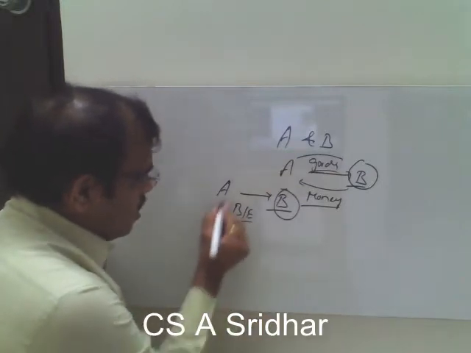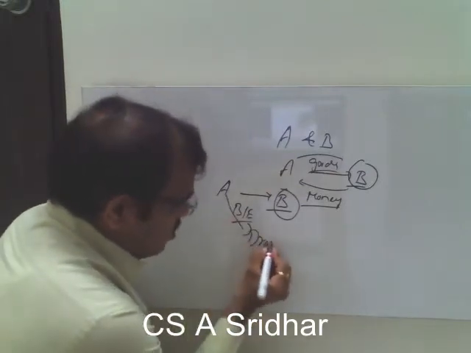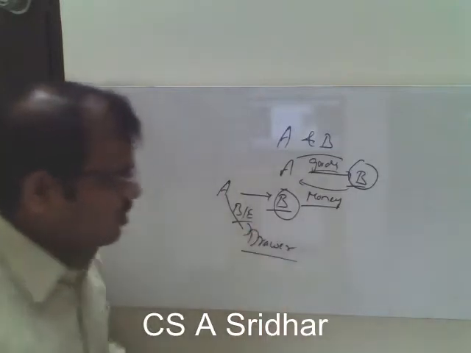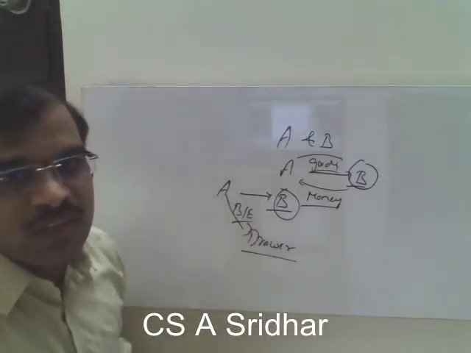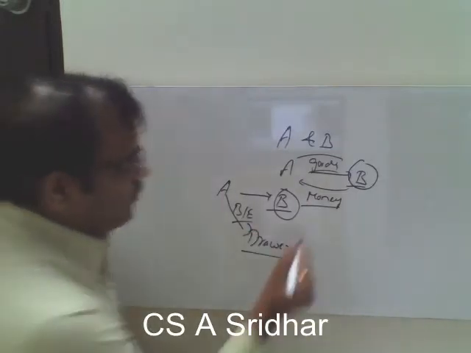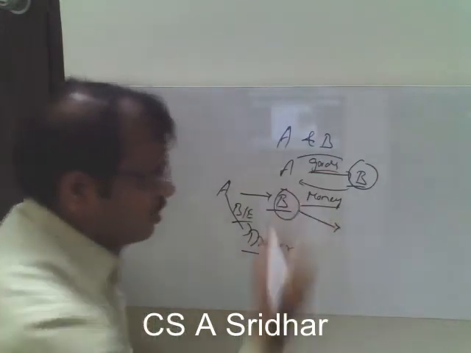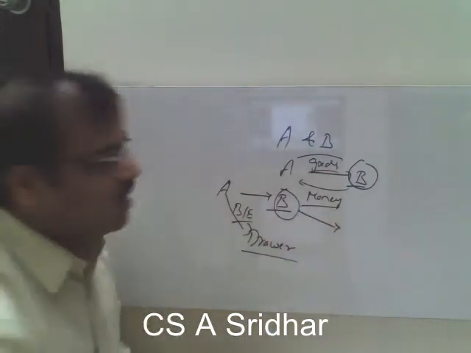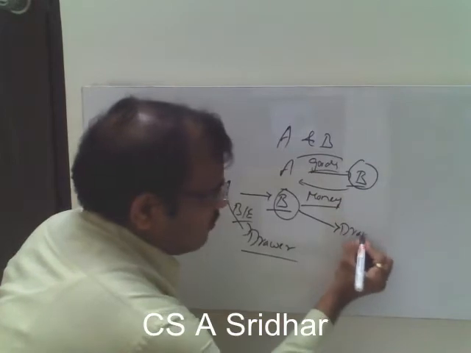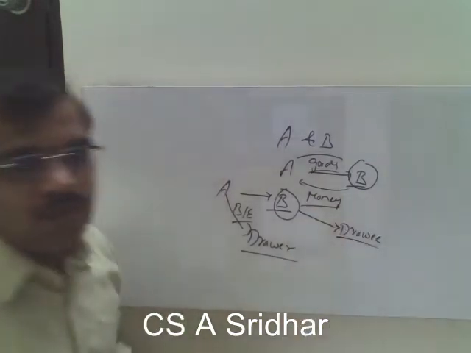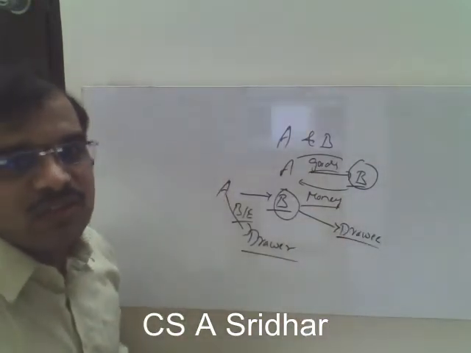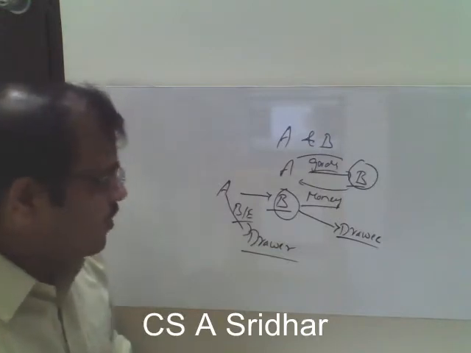Here A is called as drawer. The person who is drawing the instrument is called as drawer. The person who is liable on the instrument is called as drawee.